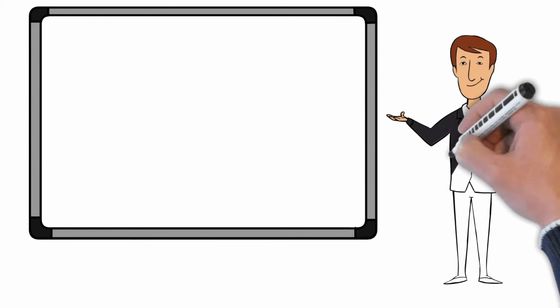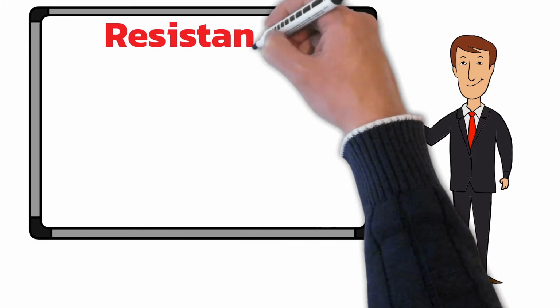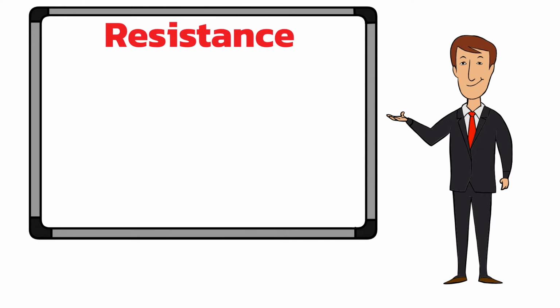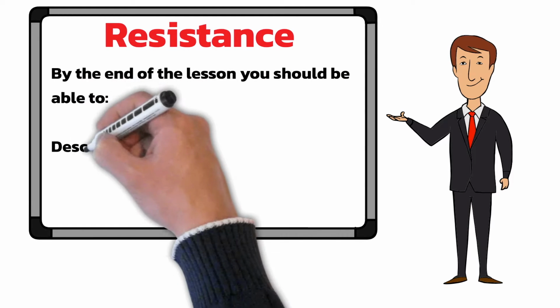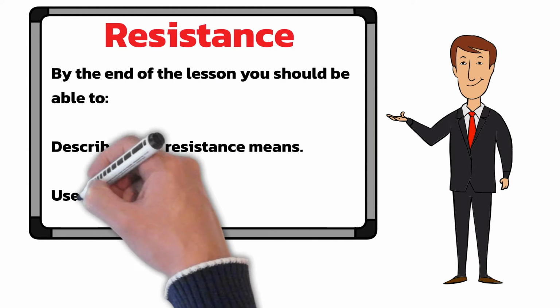In today's lesson we'll be looking at resistance in circuits from the electricity topic of GCSE Combined Science and GCSE Physics. By the end of the lesson you should be able to describe what resistance means, and use the formula V equals I times R.